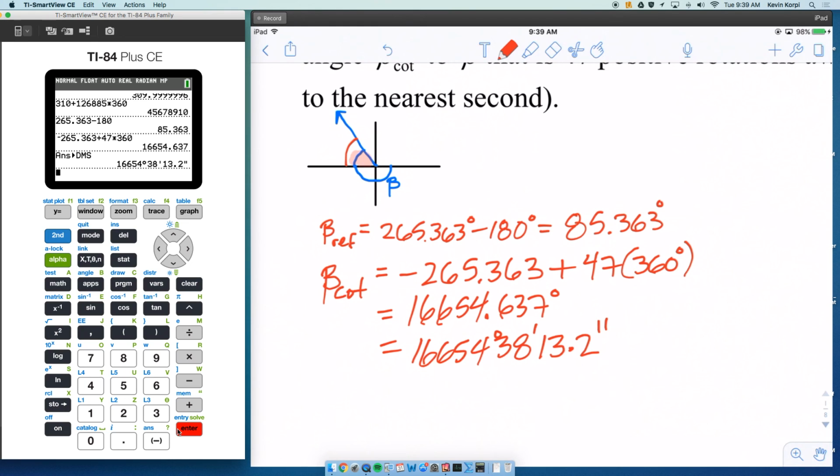And then you could do that with the others if you want. I'm not going to do the other two because it's just as similar. So these angles right here are equivalent. They're one and the same. Just a different way to measure it.